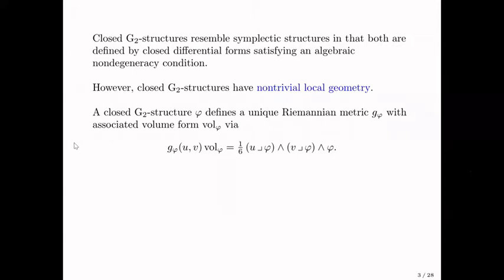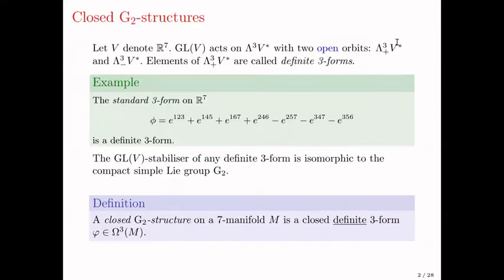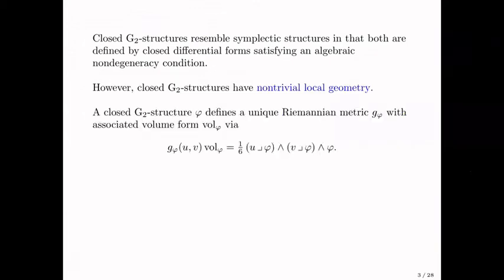Okay, and the fact it's a Riemannian metric instead of a metric with a different signature is because we've chosen this orbit for the 3 forms, this lambda 3 plus. These definite 3 forms. In fact, that's why you call them definite 3 forms, because you get a definite metric coming out of it.